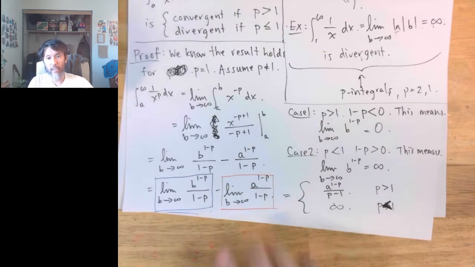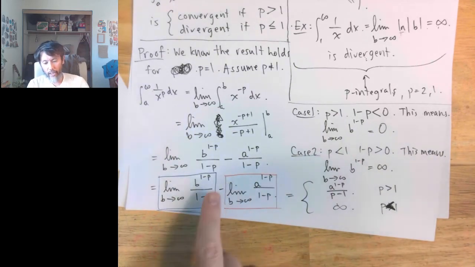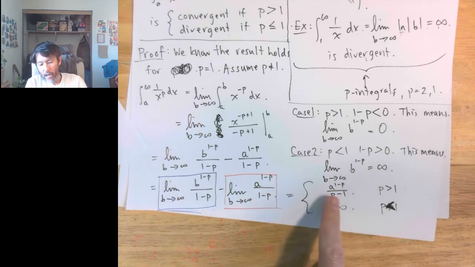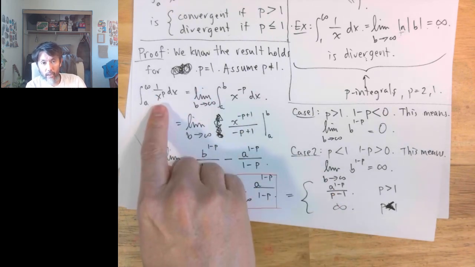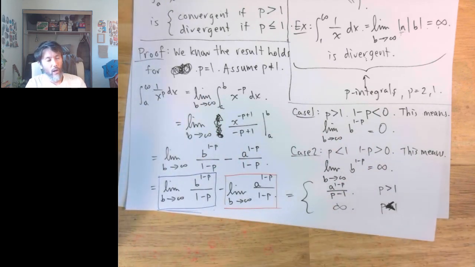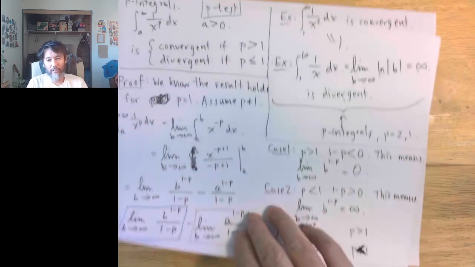And I proved it. In fact, I did a little bit more than that, right? I even told you to what value this P integral converges when it is convergent. It converges to a to the 1 minus P over P minus 1. But again, it's not the value that we care about. It's rather just whether it converges or diverges.